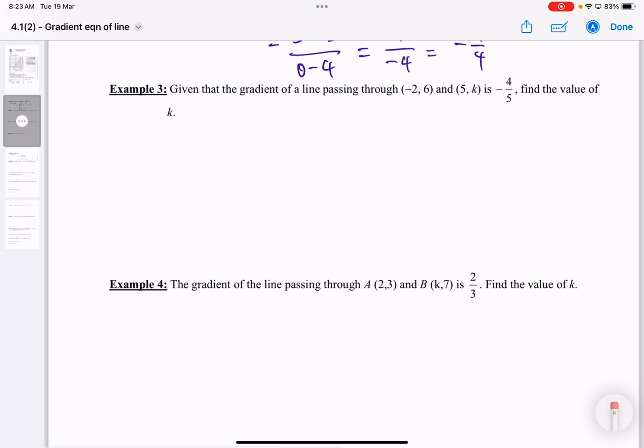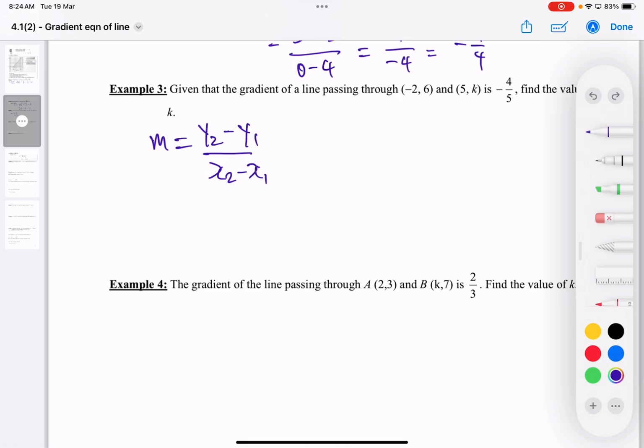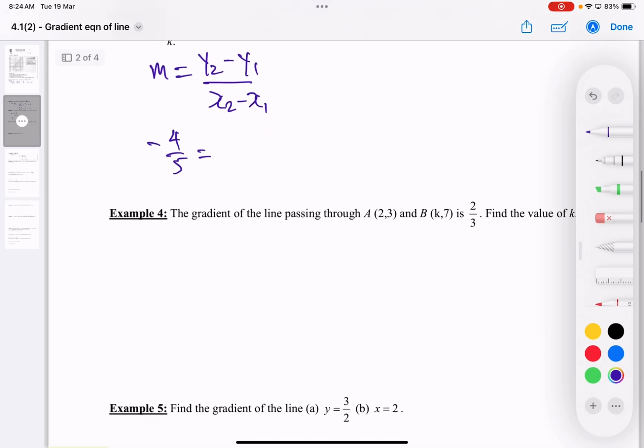They already give you the gradient. The gradient is negative 4 over 5. So you know the gradient, right? For those of you who still don't know, a bit blur, the gradient is y2 minus y1 over x2 minus x1. And I do know that the gradient is negative 4 over 5. Which is my y2, which is my y1, doesn't matter.